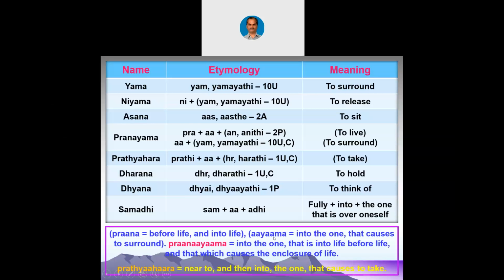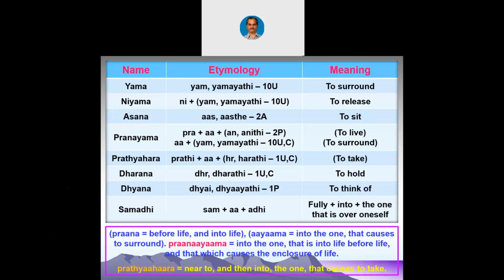Now what is the meaning of ayama? There is a, then yam, yamayati, then yamayati. From there it came as yama. Ayama means into the one that causes to surround. Yamayati means to cause to surround, because yamayati itself means to surround. A means into. Whenever the upasarga a comes, that means into. So ayama itself means into the one that causes to surround. Which one is causing to surround? The self itself is causing itself to be surrounded by the 5 koshas.